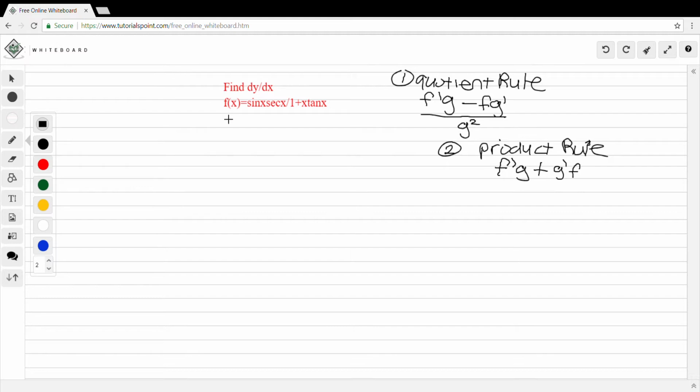So this whole thing is our f, right? And this whole thing is our g. So our f is sine x secant x, sine x times secant x.